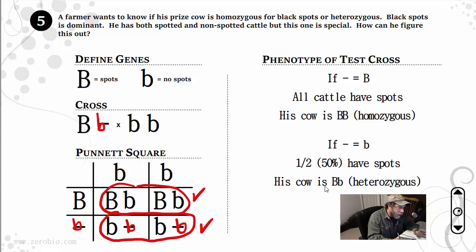So a test cross is done in order to determine the unknown genotype. You cross the unknown with a known genotype, and the only way we can really know for sure is when we have a homozygous recessive here. We cross that with the unknown, and then we look at the offspring. That's why it's a test cross. We look at the offspring, and then we can work backwards and figure out the exact genotype of the unknown parent, and that's a test cross.